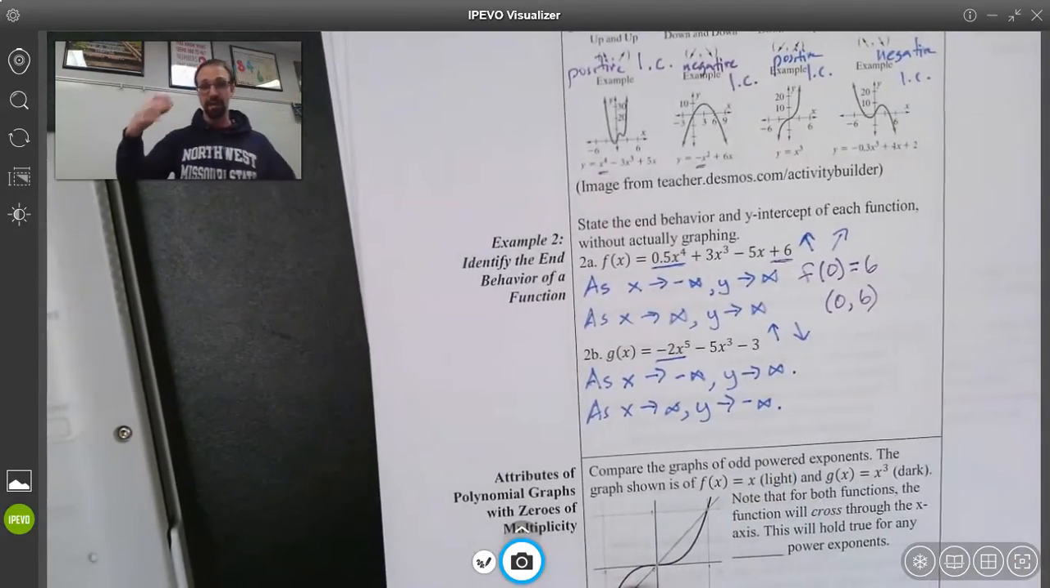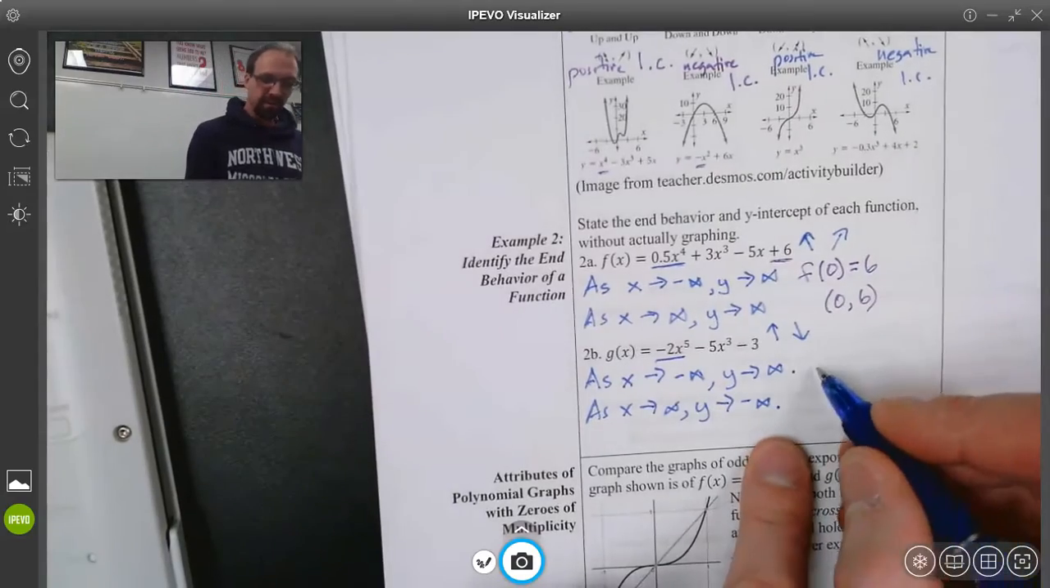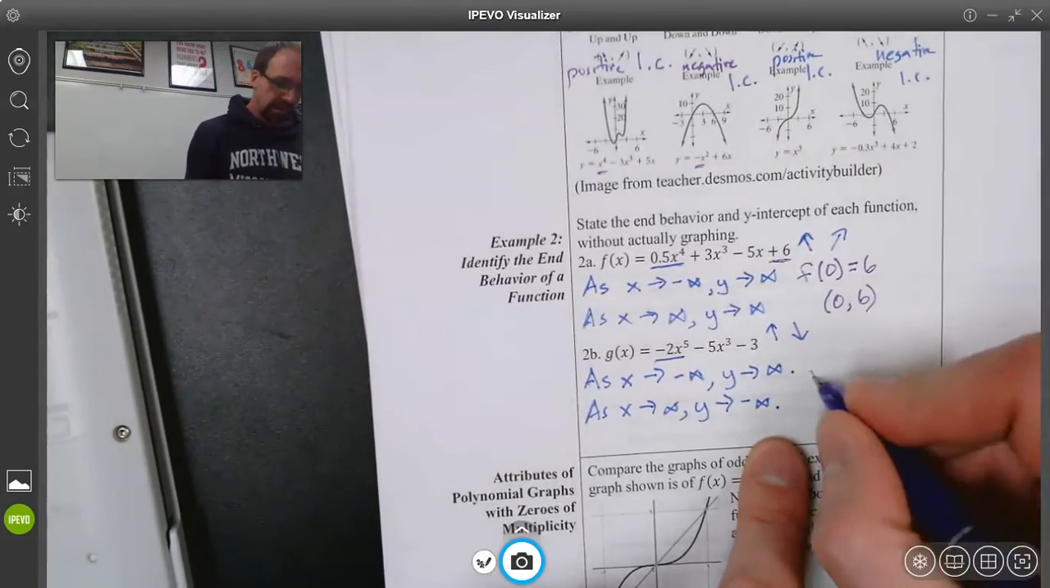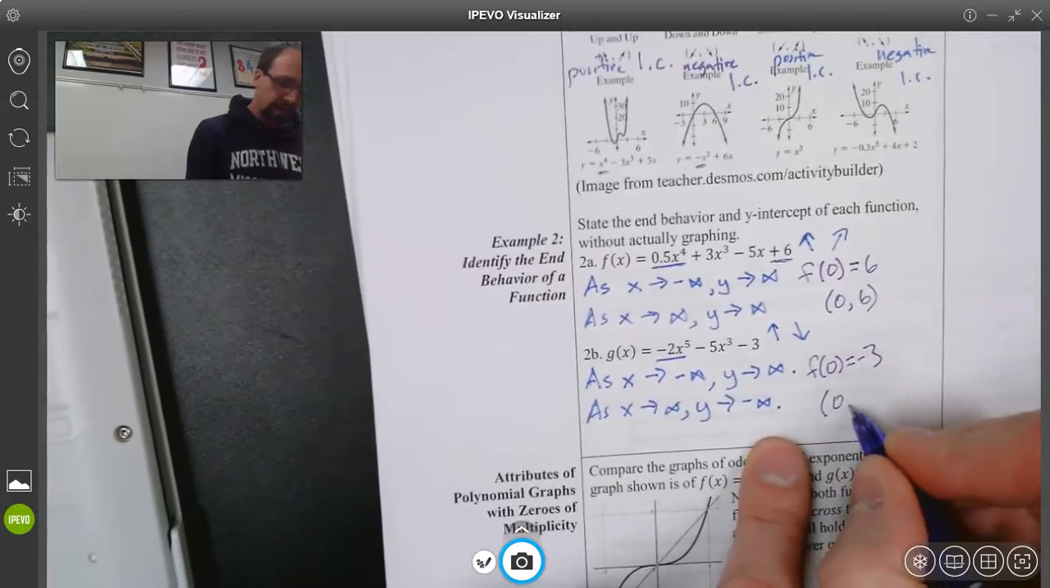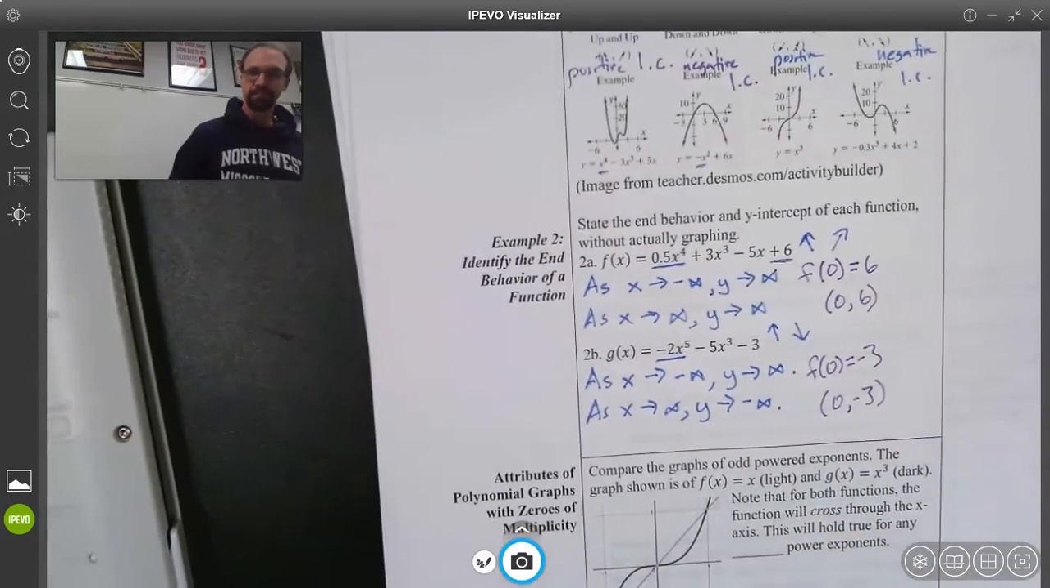It's going down, decreasing. And then this one, similar to the other one, if I want to find the y-intercept, I get negative 3.